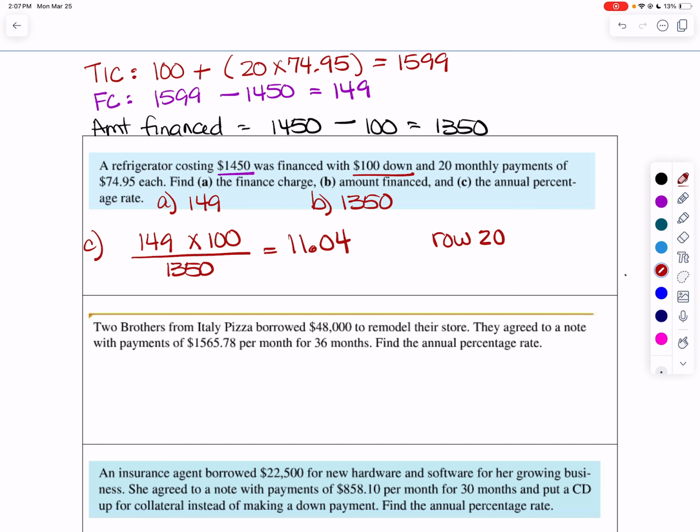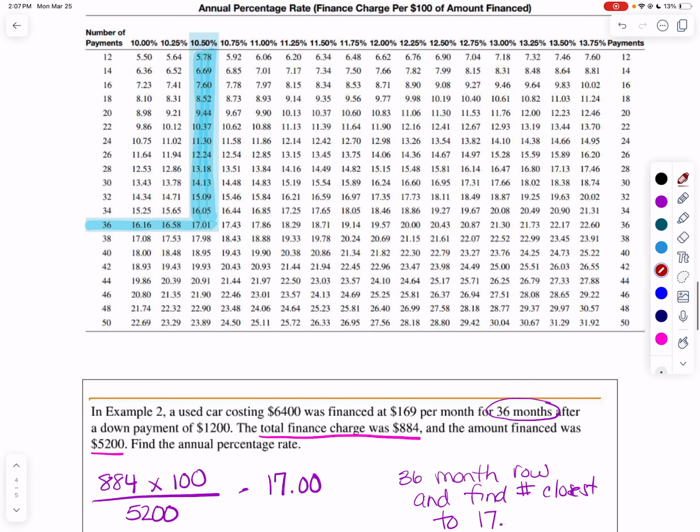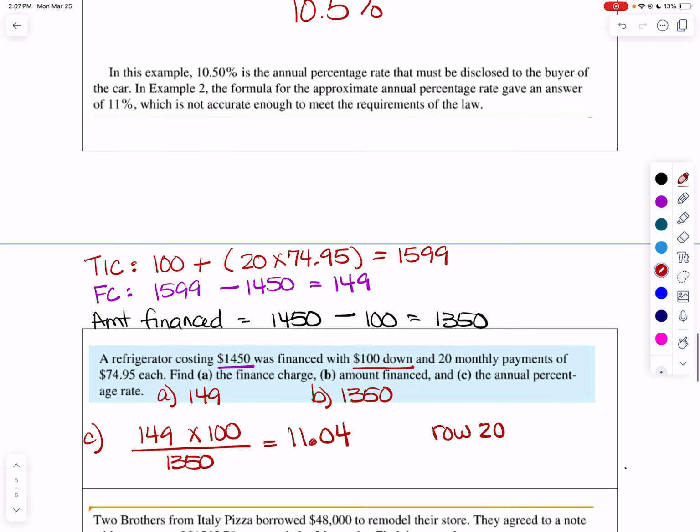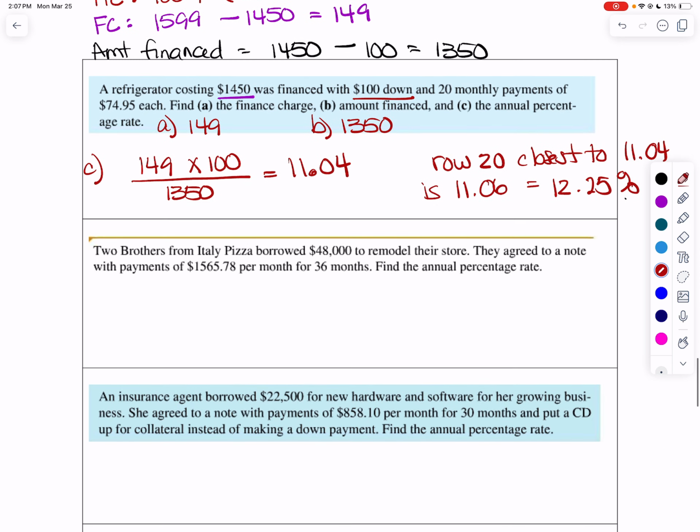And so I'm going to go back up here, row 20. Okay, which is right here. And I want to find the number closest to 1104, which would be right here. And so that is 12.25%. Closest to 1104 is 1106, which is 12.25%. Okay? All right, let's try the next one.